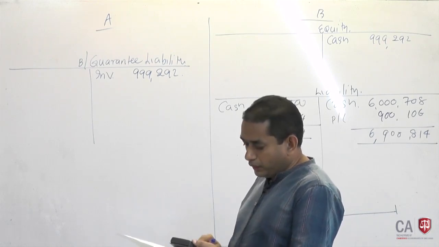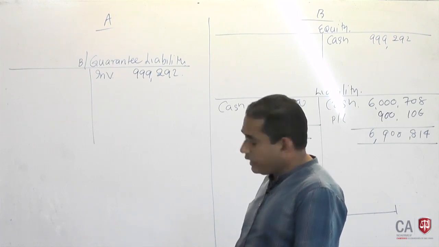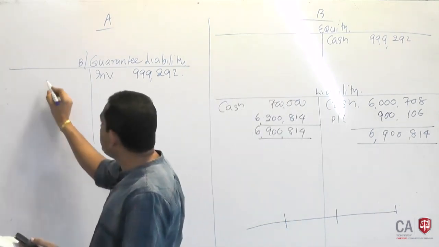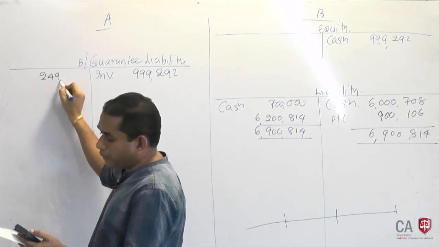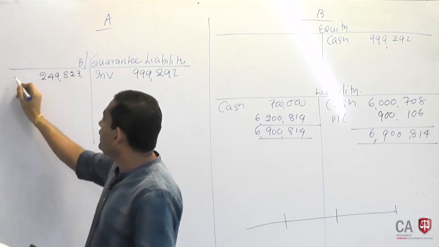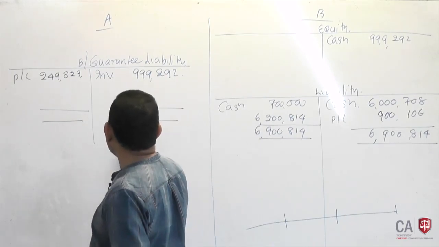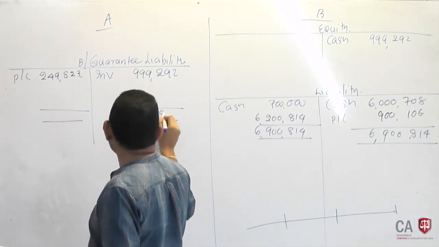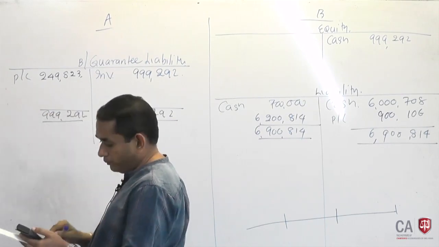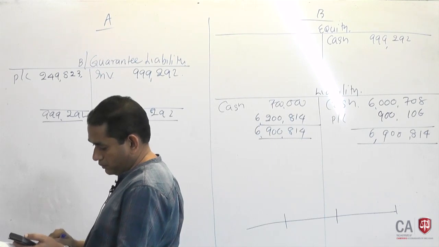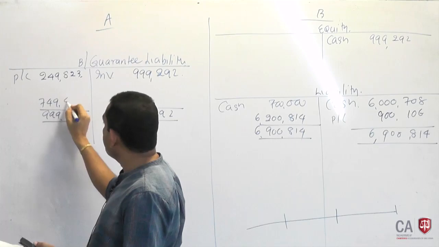So, 999,292 divided by 4, and that 1/4 of the guarantee liability has to be transferred to the profit and loss of the parent company, credit profit and loss, and debit to bank guarantee liability. 999,292, balance is 749,469.